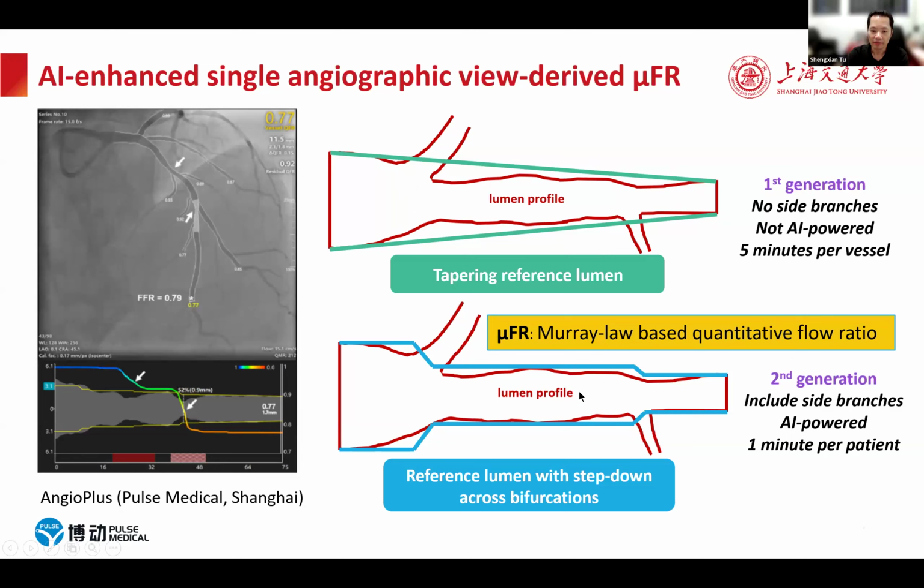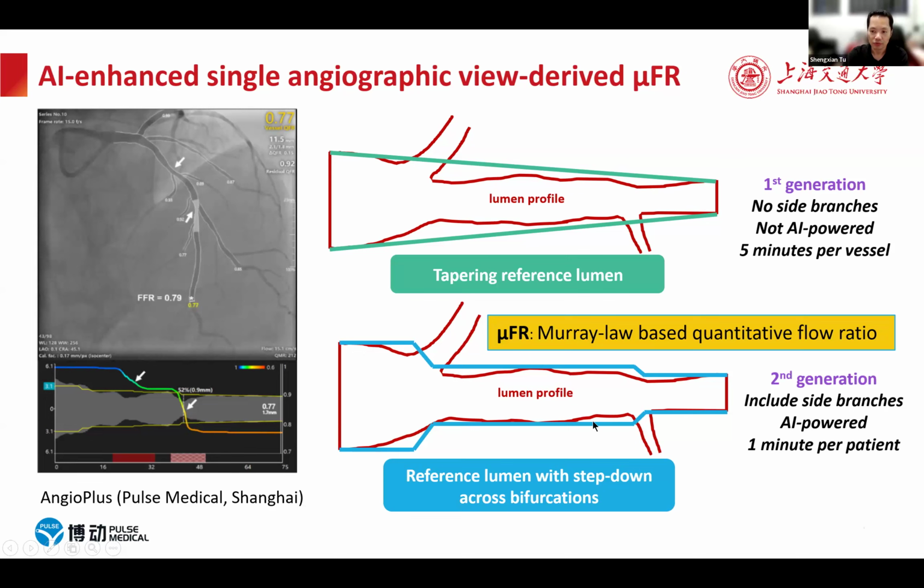So in the second generation, we proposed the mu-FR. The mu stands for mu-Law, a bifurcation fractal law. So the mu-FR is actually taking the side branch into consideration. As you can see from the left here, all the side branches were detected, and the size of the side branch is used to give you a better estimation of the healthy lumen close to the bifurcation. So we have this step-down reference diameter, which is more or less the true anatomy before you have stenosis.